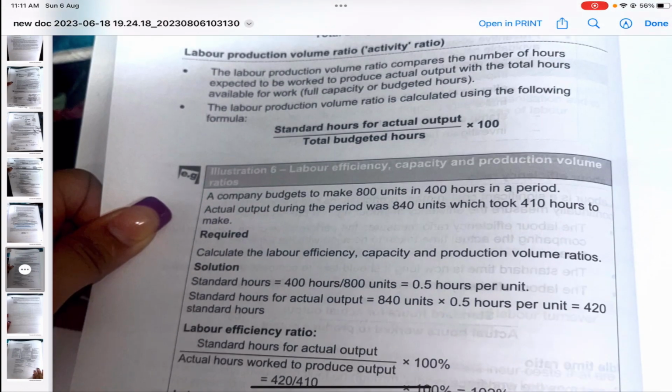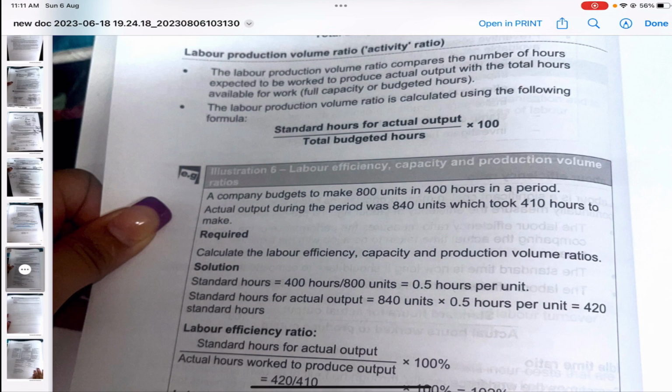Labor production volume ratio is known as the activity ratio as well. So keep that in mind. Whenever there is a question on the activity ratio, you need to know that it means the labor production volume ratio. The labor production volume ratio compares the number of hours expected to be worked to produce actual output with the total hours available. That is basically standard hours for actual output divided by total budgeted hours, multiplied by 100.